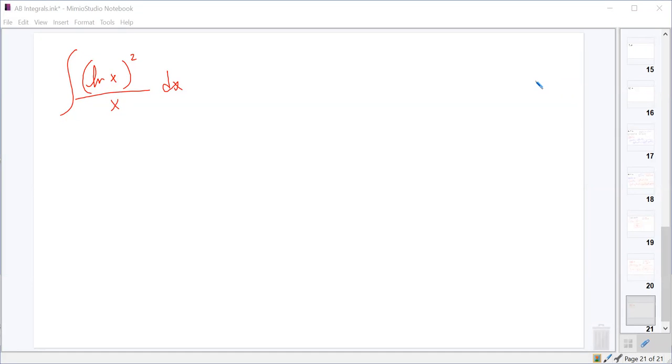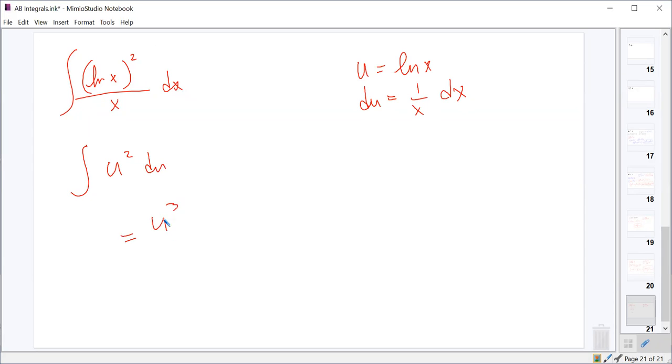If we have the integral of natural log of x squared over x, we hopefully recognize that if u equals natural log x, then the numerator would just be u squared, and du is 1 over x dx. So there's your 1 over x dx. It becomes the du, and this just becomes an integral of u squared du, or u cubed over 3 plus a constant, or natural log of x cubed over 3 plus your constant.